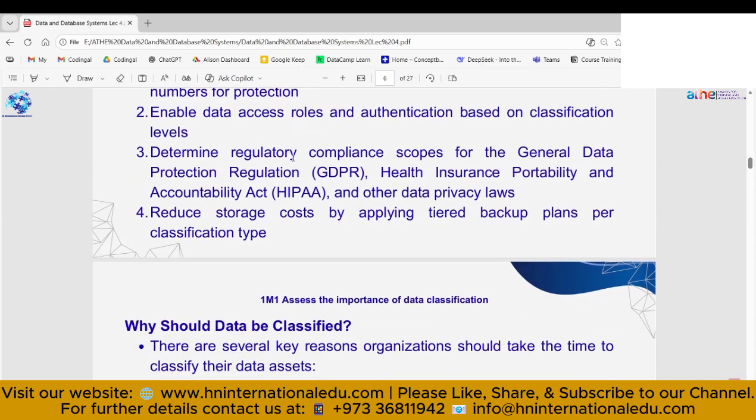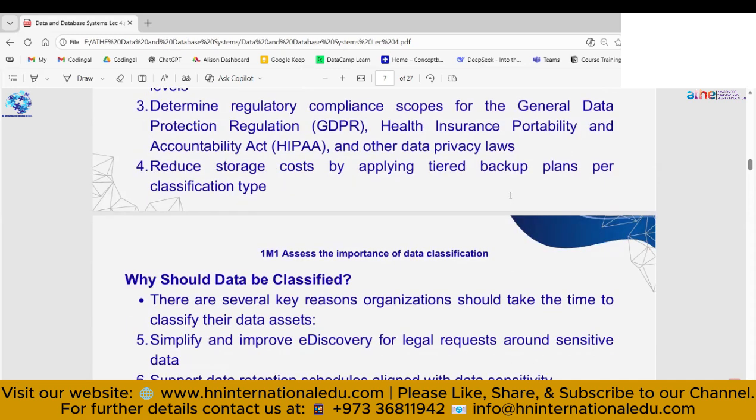Then, determine regulatory compliance. That means you need to comply with data laws as well, like the General Data Protection Regulation (GDPR), HIPAA and other data privacy laws, because every country has certain regulations that, if they are not met, can lead to serious consequences.